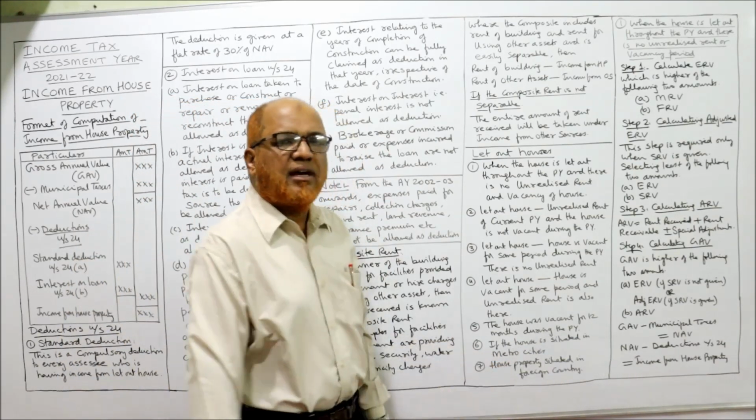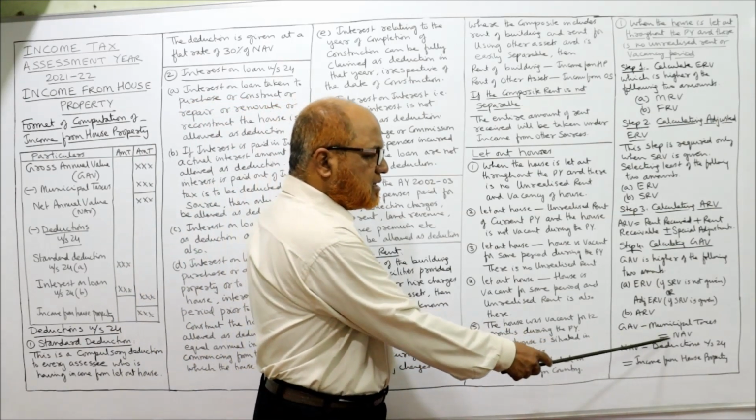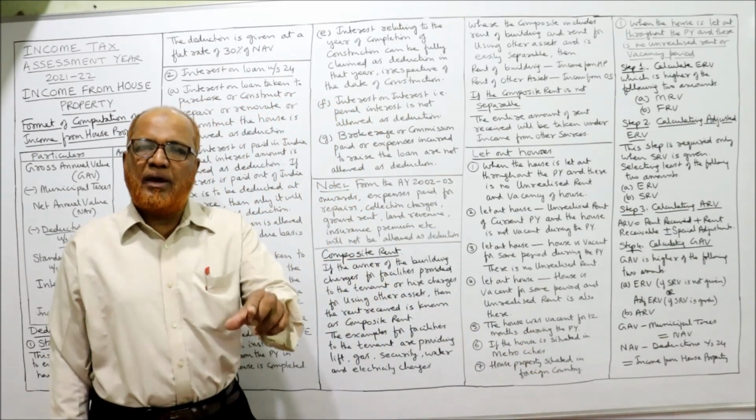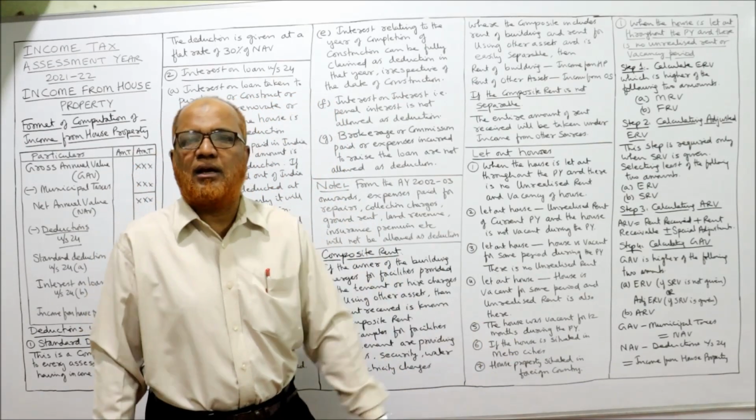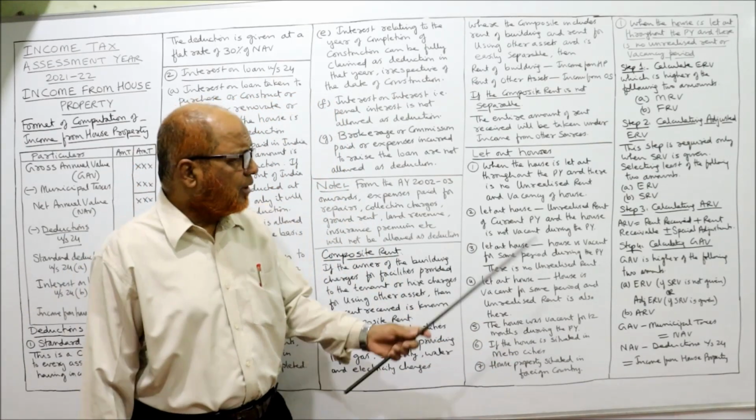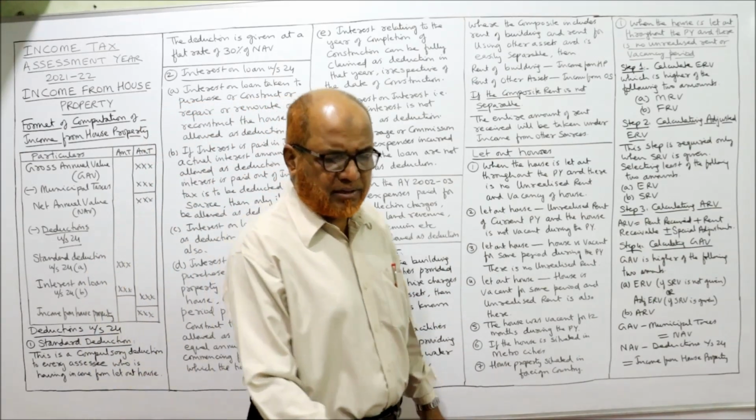That's it. Once we get the gross annual value, deduct municipal taxes to get NAV. From NAV, give the deductions under section 24, and we will get income from house property. The first case I have completed.